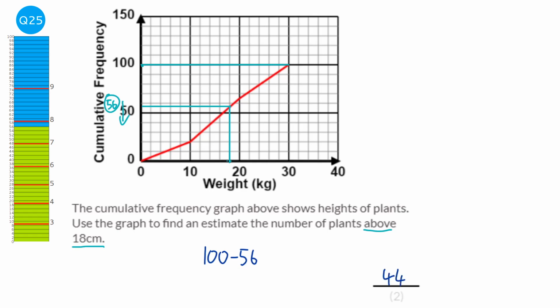Now if you get a slightly different answer, say if you got the answer of say 41 or 42, somewhere around there, that's absolutely fine too. So you can be a little bit off because it's sometimes quite difficult to read these graphs, and the exam will always give a range of values, but make sure you show your working out.